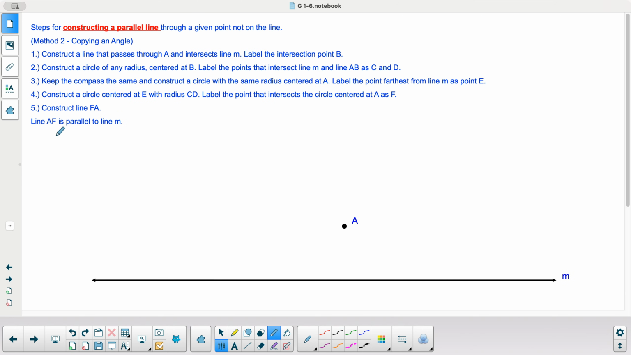All right. The other technique is by copying an angle. So here is my line. Here's my point. Step one, construct a line that passes through A and intersects M. So really any line that passes through A and intersects M.